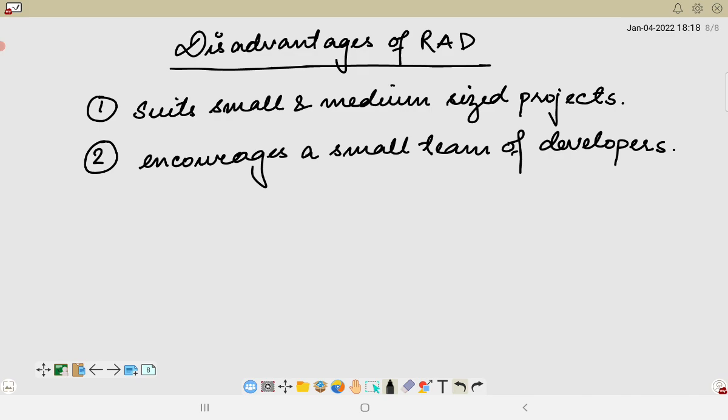And the third and one of the most important disadvantages is that it does not suit systems that cannot be broken down into modules. Only modular development is encouraged in this particular model. If we can break down a bigger project into smaller modules, only those kinds of projects can be handled. That means an entire project at one go cannot be developed using the RAD model. It will initially develop one module and go on appending the other modules accordingly. So these are some of the disadvantages related to RAD.